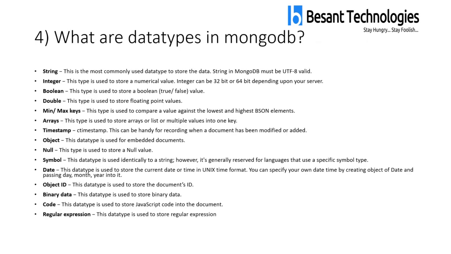And what are the data types available in MongoDB? We have many data types available in MongoDB, which I have shown in the slide. There are string, number, boolean, double, arrays, timestamp, object, null, symbol, date, object ID, binary data, code, and regular expression. MongoDB can be used from Node, from Java, from .NET. Based on the data types there, it gets mapped to a corresponding data type in MongoDB.